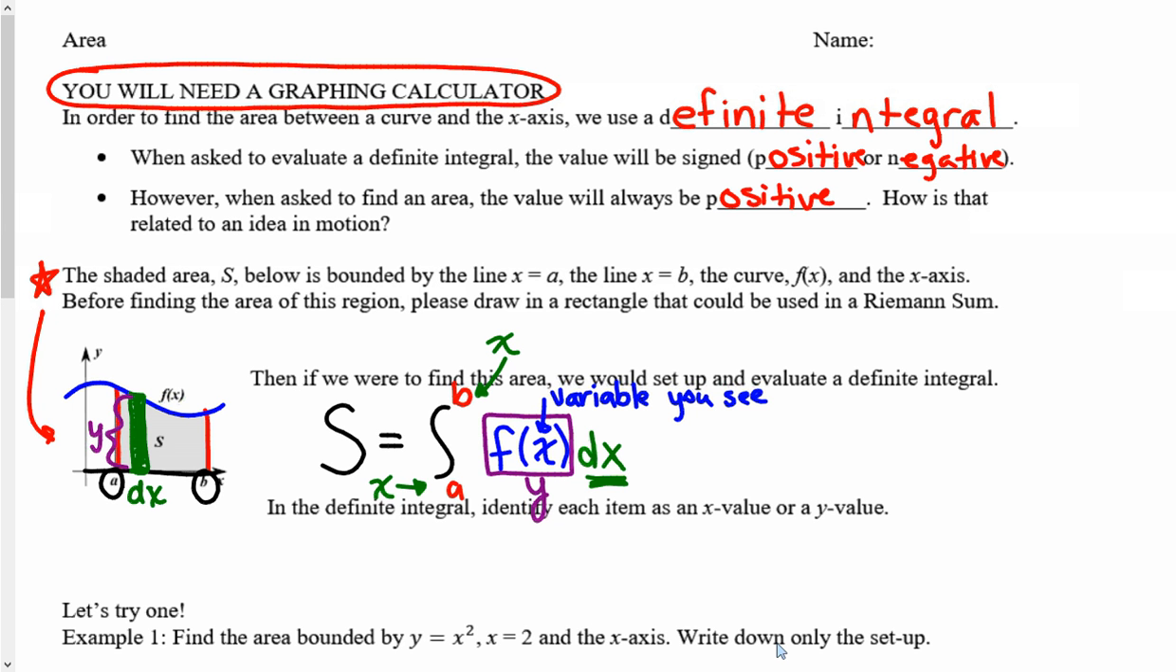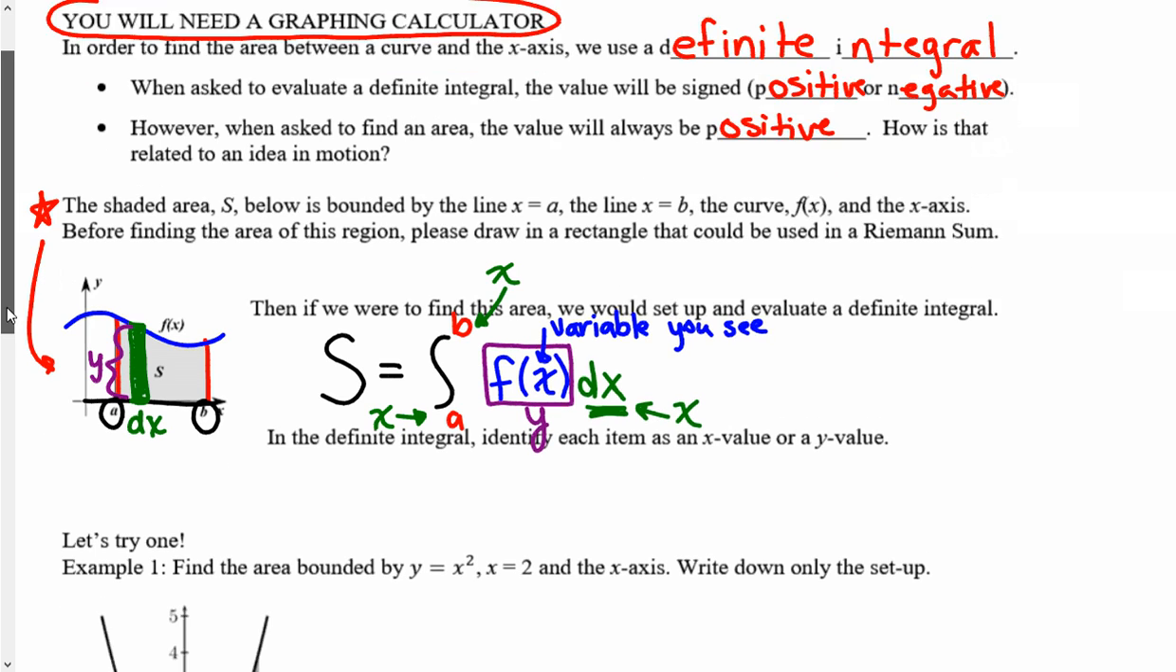So that's what we just did. In the definite integral, identify each item as an x value or a y value. So we know that our dx was an x as well. I didn't label that one. Our lower bound is an x, our upper bound is an x. So let's go ahead and try one.